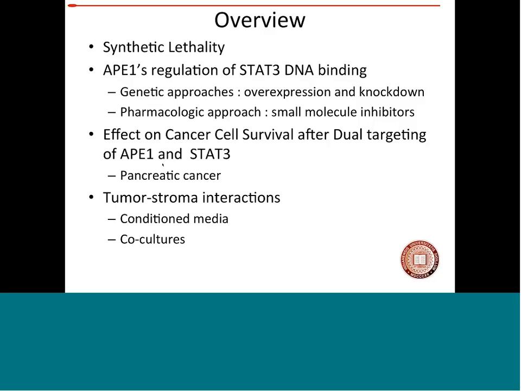It looks like we're going to walk through how I looked at the dual targeting of two proteins, one being APE1, which is a DNA repair protein and a redox coactivator protein, and STAT3, which is a transcription factor. We used a few different ways to do that.